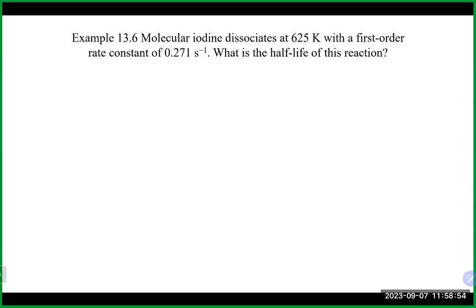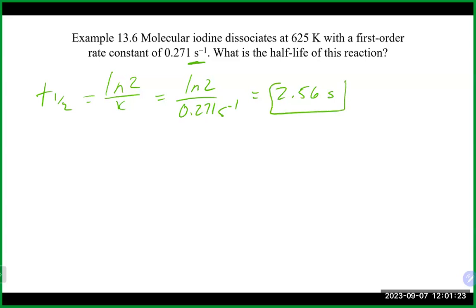All right. I'm going to try another one here. Molecular iodine, first order rate constant. What is the half-life? I'm going to use the first order half-life equation, which is different from some other ones. Here we are given the rate constant, so we can just plug in. That is 0.271 reciprocal seconds. That gives us natural log of 2 divided by 0.271, and I think it's 2.56 seconds, I believe.